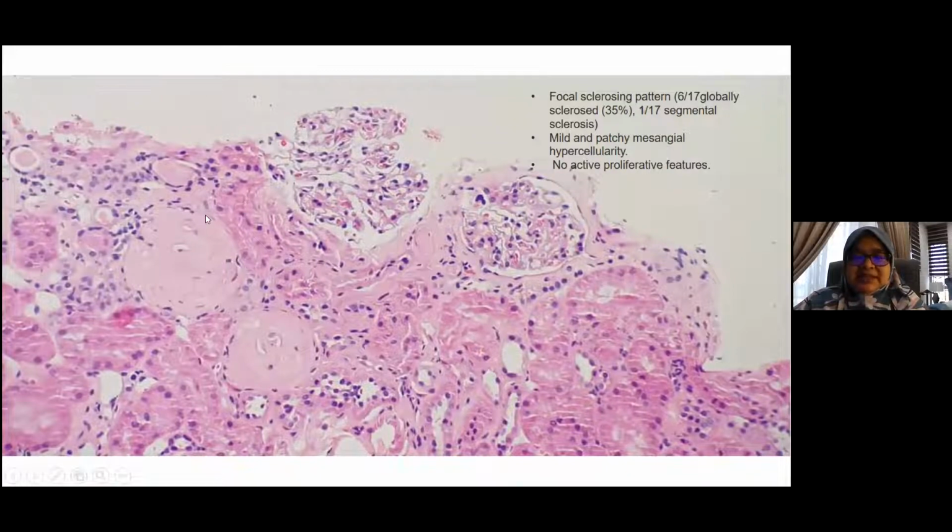So we can see in this asymptomatic man with a seemingly normal clinical picture, he has a focal sclerosing pattern. In total, there were 17 glomeruli, in which 6 had been globally sclerosed, which is about 35%, and 1 has segmental sclerosis. There's also patchy mesangial hypercellularity, but no active proliferative features that we can see.